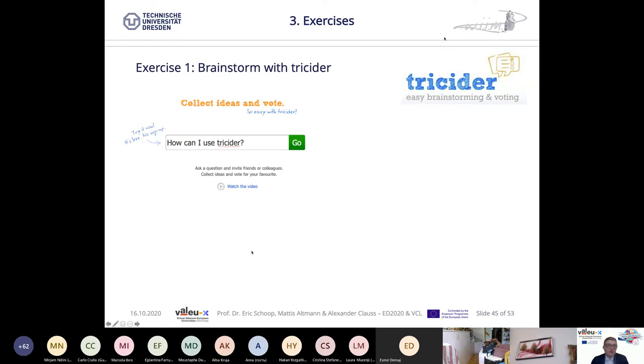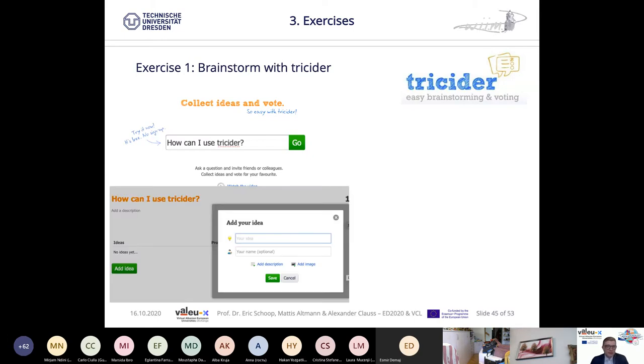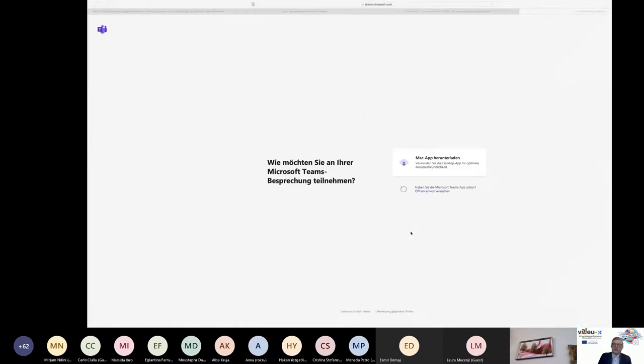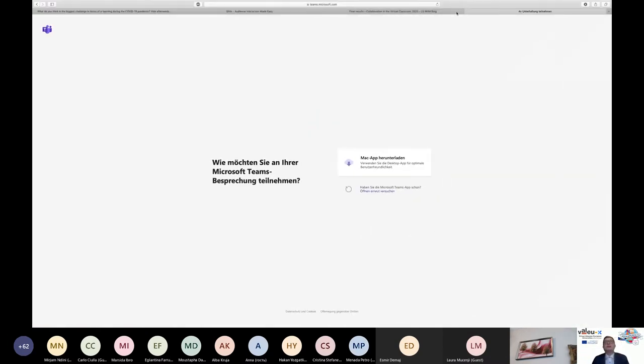Just go to tricider.com, enter your question. Okay, first step. Second step, this would be where you come into play. Add your idea, add your name if you want to, and the third step, vote for the argument. So you can vote, like when you have a look, with this plus or minus, if you are pro or contra the argument, and you also can vote for the best argument or for what you appreciate the most. And now I've talked enough. Let's have a look. I will switch over for 1 second.